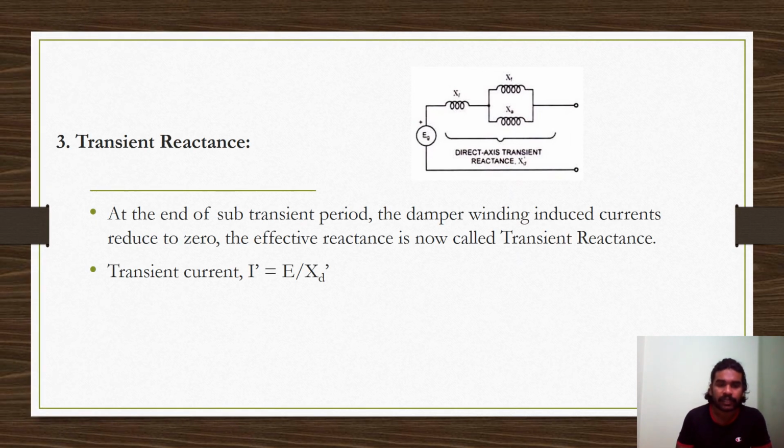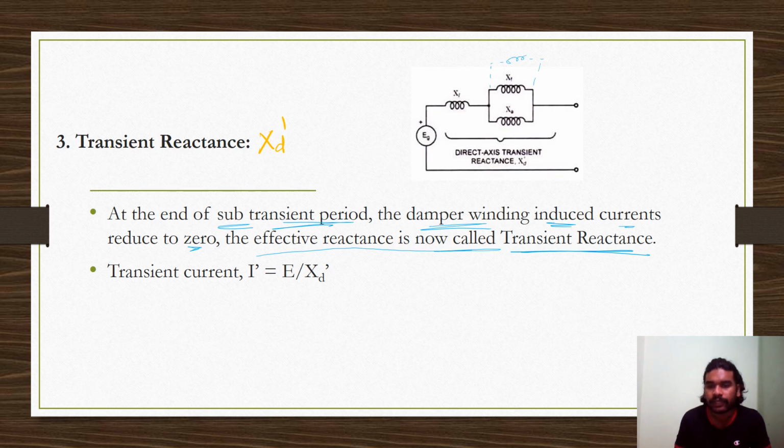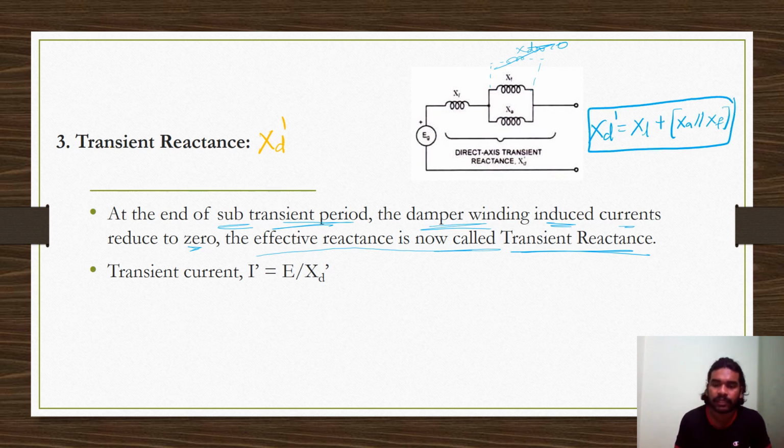Now we will see the transient reactance, which is Xd dash. This occurs at the end of the subtransient period. What happens is the damper winding induced currents will be reduced to 0. Now the remaining or effective reactance is called transient reactance. So earlier there used to be this damper winding reactance. Now this became 0 because currents have leaked in the damper winding, and this is the remaining reactance. Xd dash I can write as XL plus the parallel combination of XA and XF. Please remember what reactances will be there in what period. And this is the value of transient current.